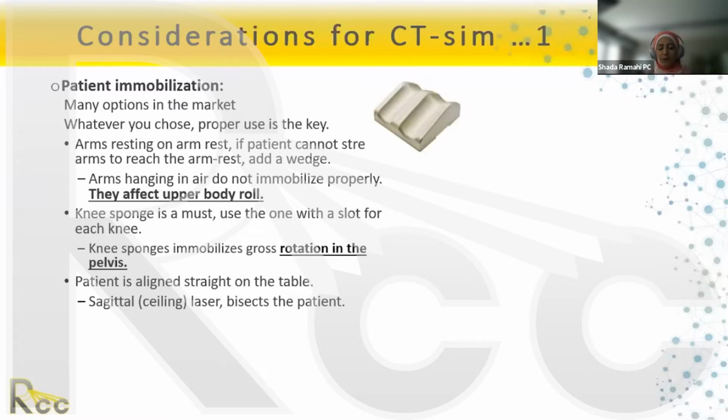The other thing is, when you put the patient on the CT couch, you have to make sure they're aligned well with the sagittal laser, meaning a laser that bisects them from the nose all the way to the pelvis. You might think this is the ABC of CT simulation, and I apologize to the people who are already doing this wonderfully. But we have to reiterate this, because you do see a little bit of relaxation that happens after a while.